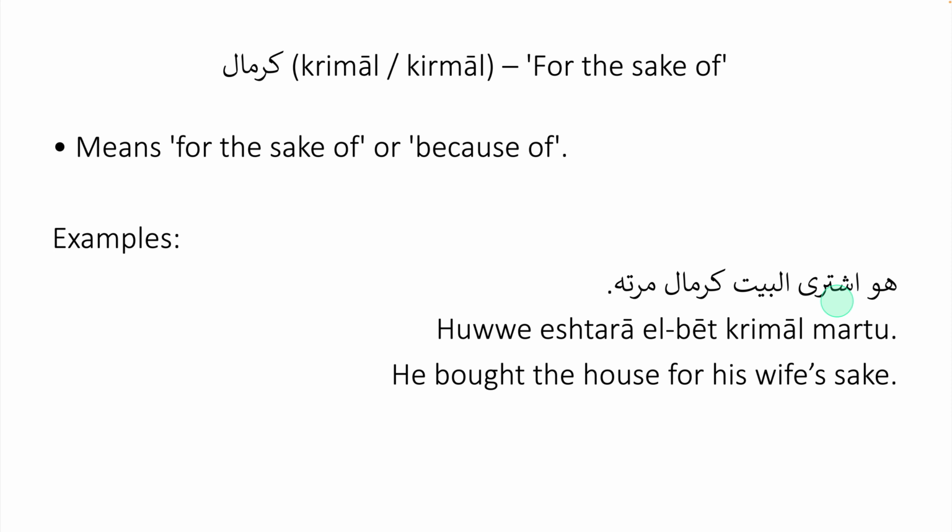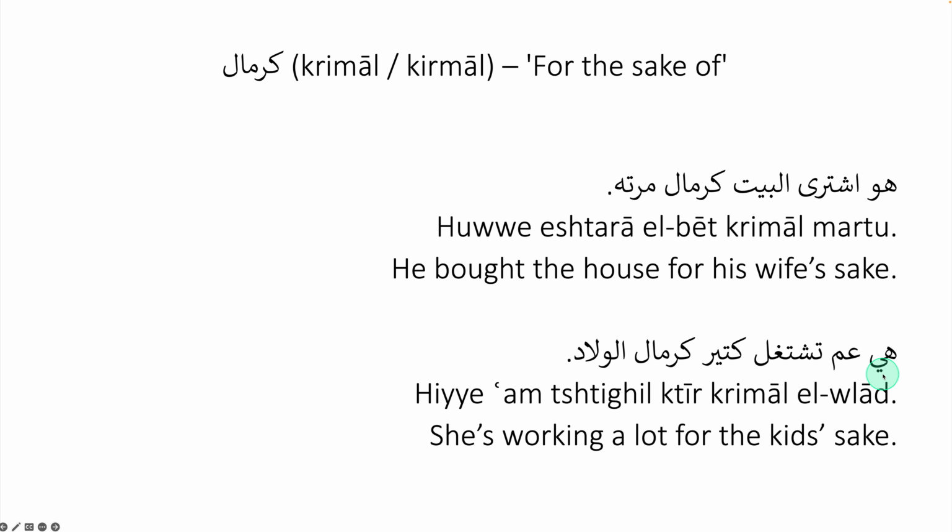And here is an example to help you to understand it. هو اشترى البيت كرمال مرته. هو اشترى البيت, he bought the house, كرمال, for مرته, his wife. More examples. هي عم تشتغل كتير كرمال الأولاد. هي عم تشتغل, she's working, كتير, a lot, كرمال, for the sake, الأولاد, the children, for the sake of the children, for the children's sake.